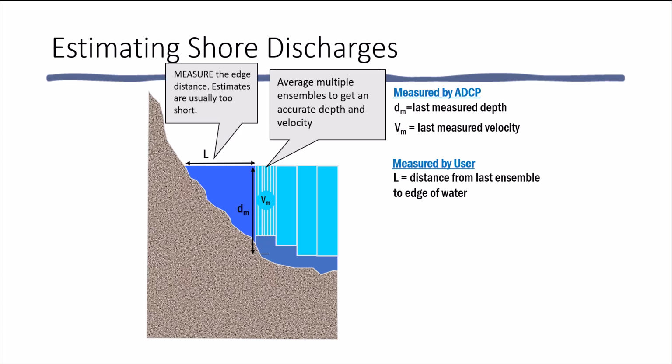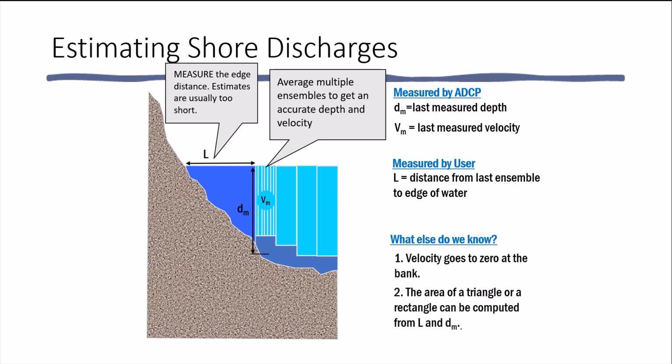Now, what else do we know? First, just like the bottom, we know that the velocity has to go to 0 at the bank. Second, if we assume either a triangular or rectangular edge, we can compute the missing area using the depth from the ADCP and the distance we measure to shore. Third, we know that Q equals AV.